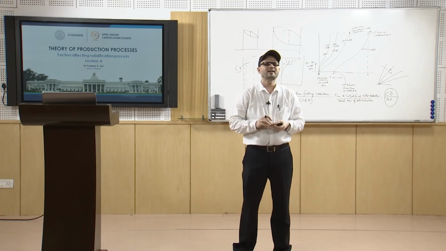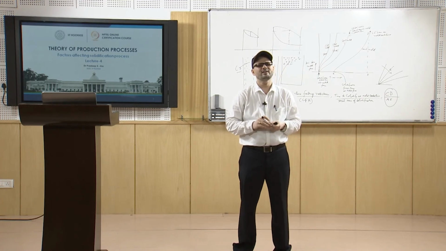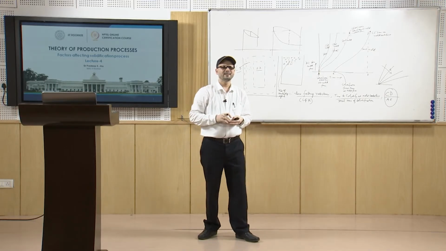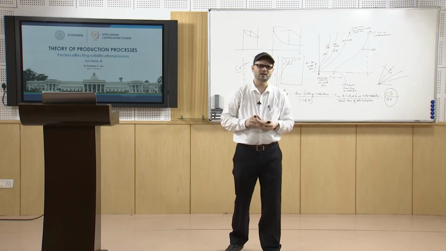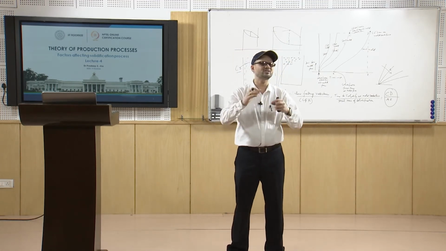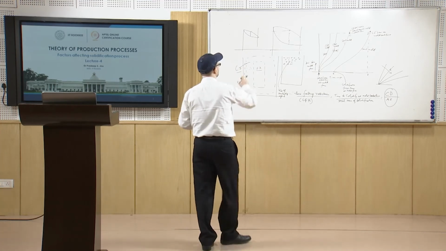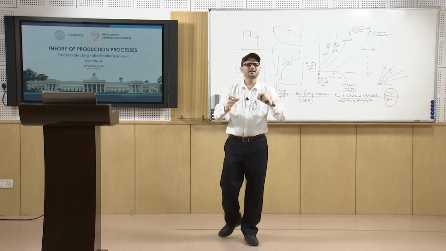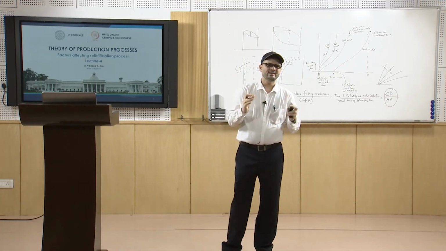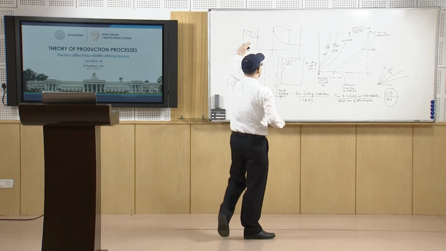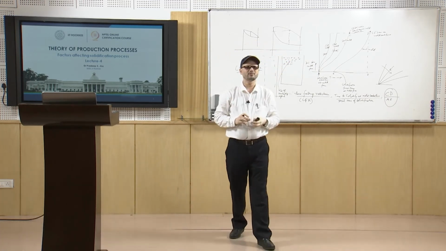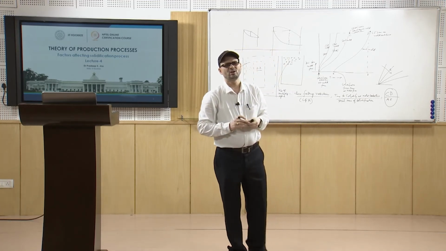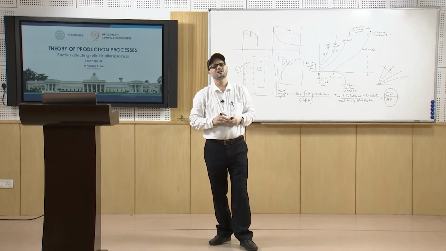Then the last is that it is inversely proportional to the slope of the solidus and liquidus lines. If the solidus or liquidus line slope is more, the ratio of equiaxed to columnar grains will be less. Again, if the slope is less, the separation will be more, so equiaxed to columnar grains will be more, but if the slope is more, this ratio of equiaxed to columnar grains will be less. So, it is inversely proportional to the slope of the solidus and liquidus lines.